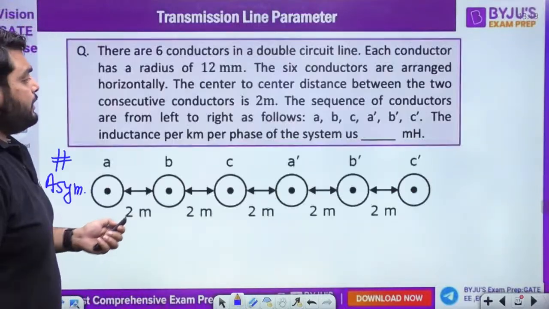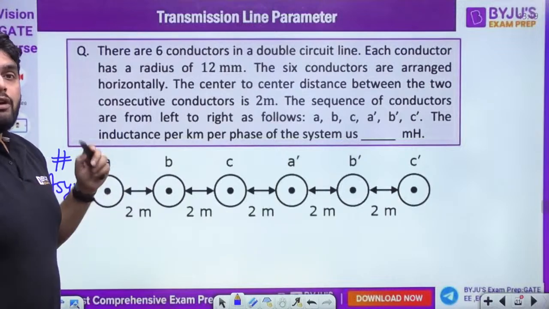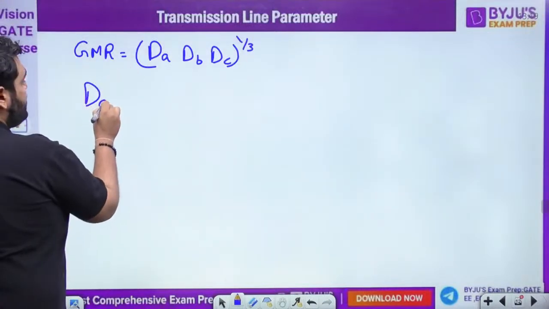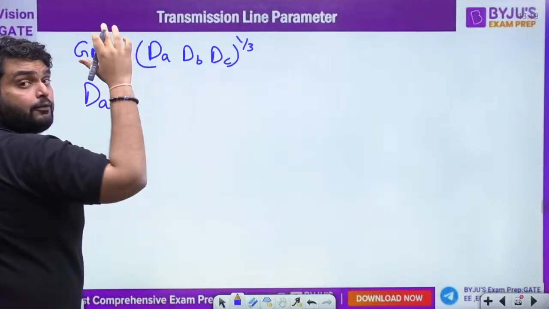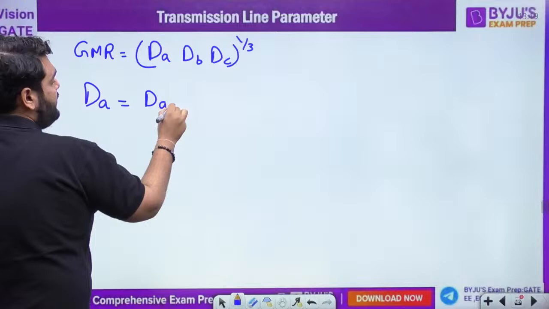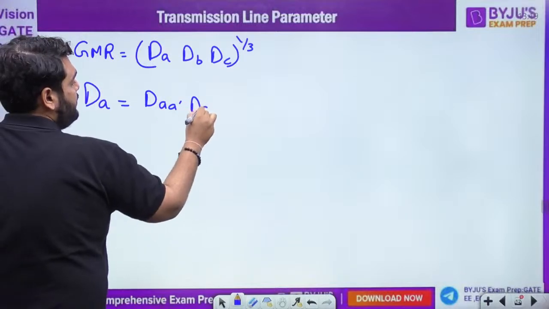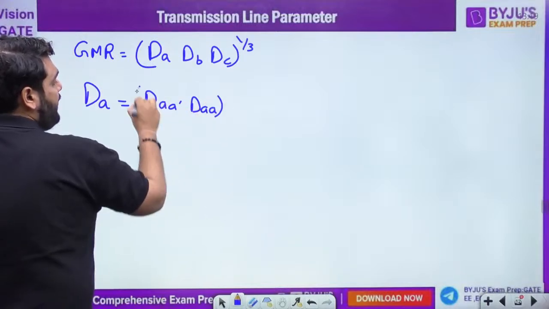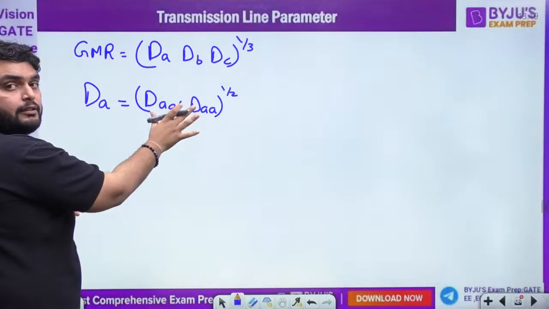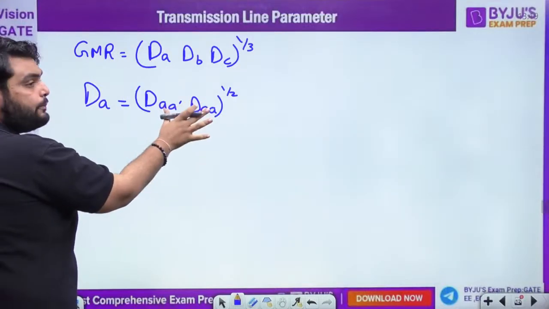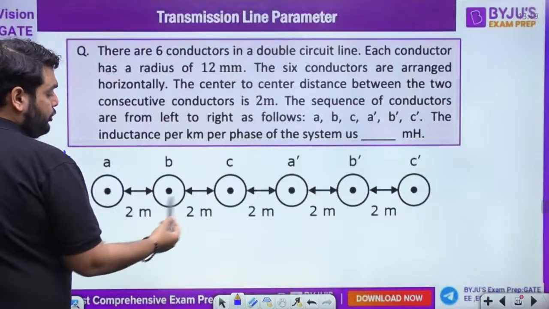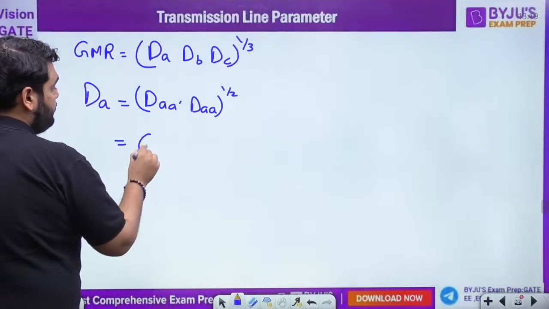So GMR is how much? DA, DB and DC. Now you have to first find out the GMR of each conductor. So what is the GMR of this conductor? It is equal to (D_A A dash, D_A A) raised to power 1 by 2. Yes or no? Do you understand how I have written this? If you have any doubt, ask. So A to A dash is how much? 2 2 2 6. We have 6.